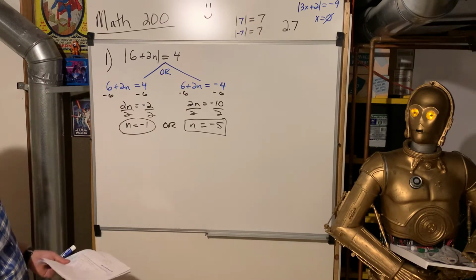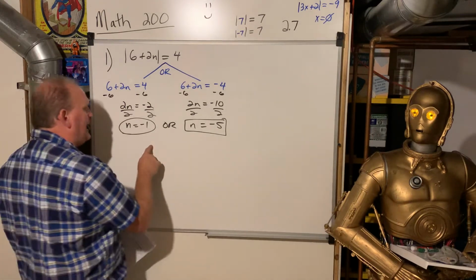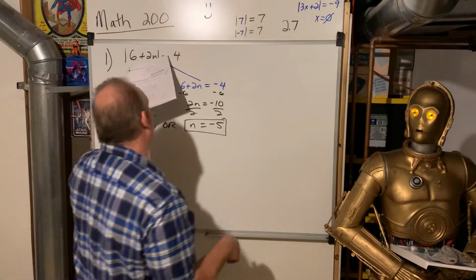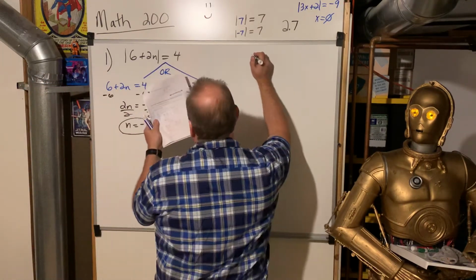And this would be really boring to graph, because we just put a dot on -1 and a dot on -5, and that would be it. So we usually don't graph equalities, equals, all right?